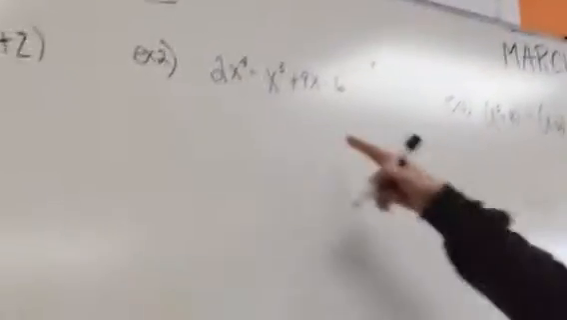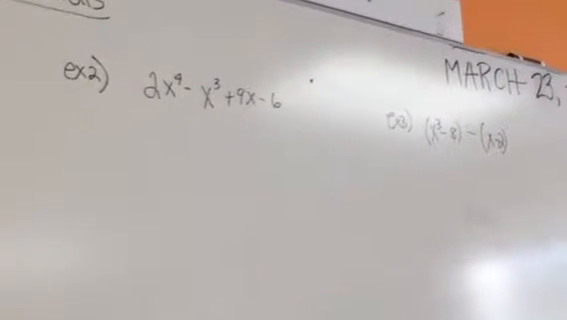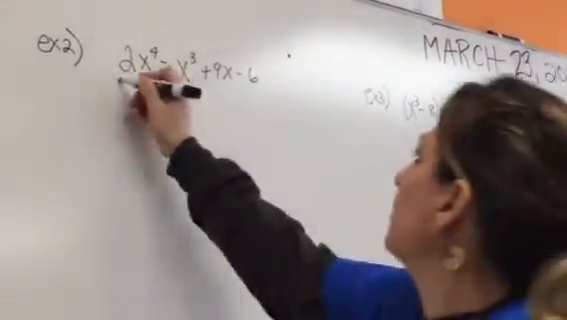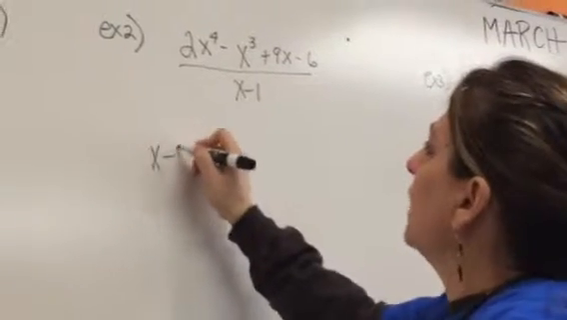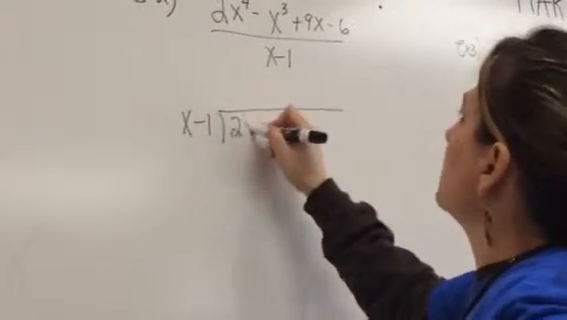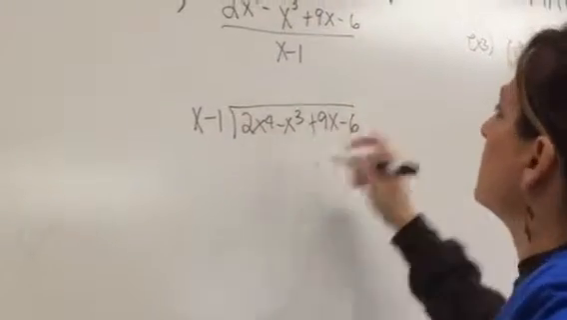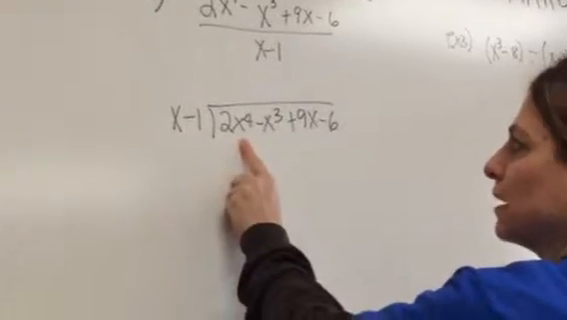Okay. Oh, I don't think I finished writing this problem. Example 2. Divide 2x to the 4th minus x cubed plus 9x minus 6 by x minus 1. So it had an x minus 1. So again, this is going to be on the outside, and 2x to the 4th minus x cubed plus 9x minus 6 on the inside. So you take the first thing, x, into 2x to the 4th.